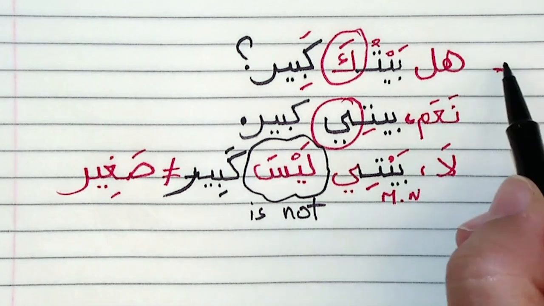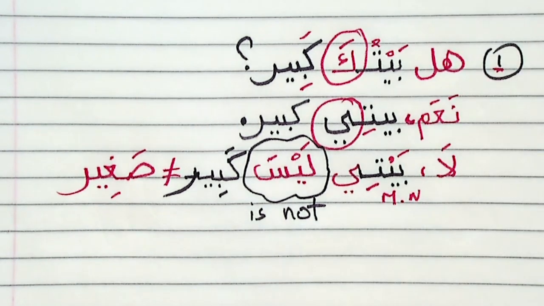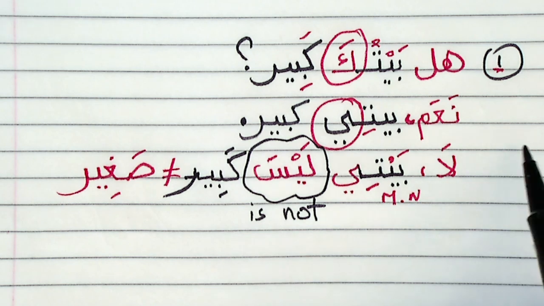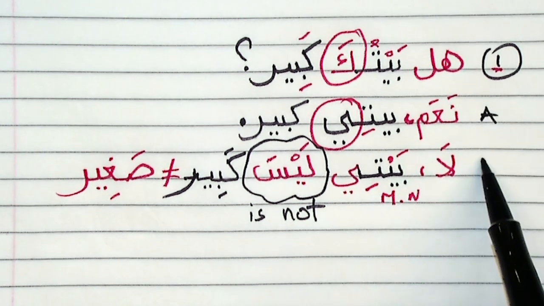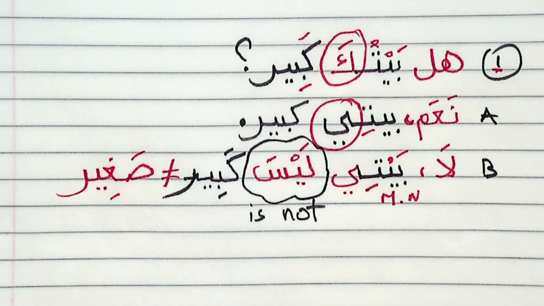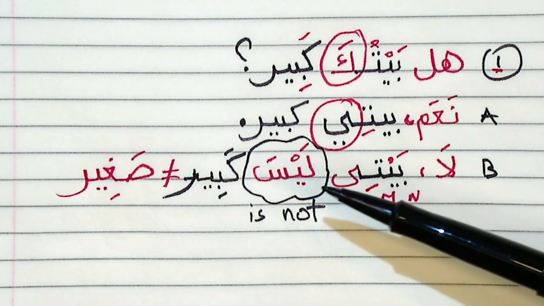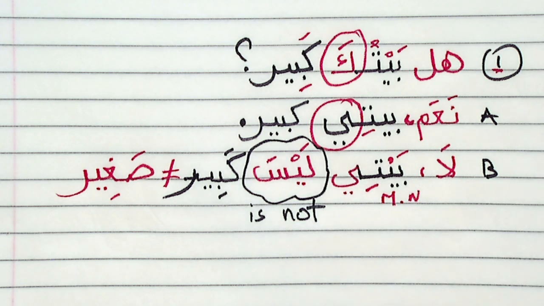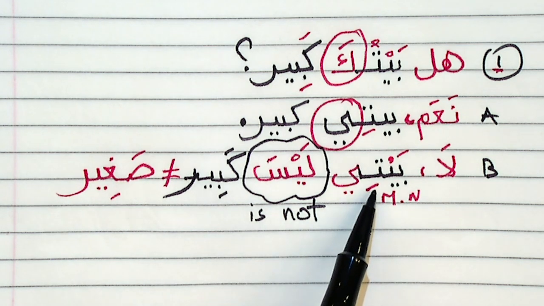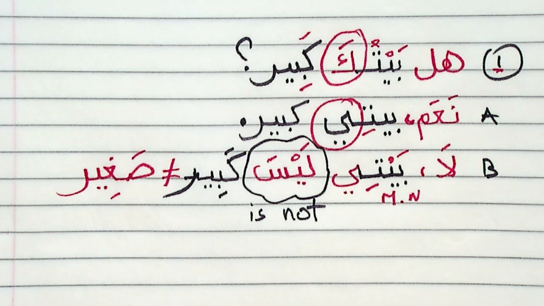So the question here goes, هل بيتك كبير؟ You have option A and option B. نعم, بيتي كبير. لا, بيتي ليس كبير. And then you can say بيتي صغير. You have to indicate بيت and then add صغير. بيتي ليس كبير, بيتي صغير.